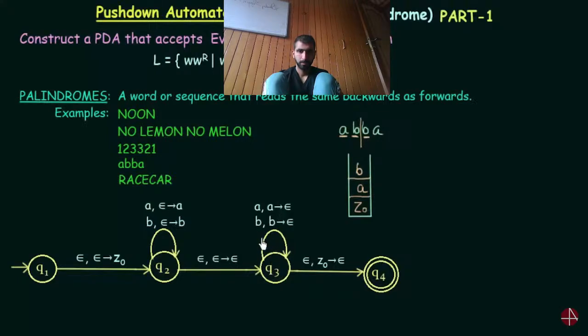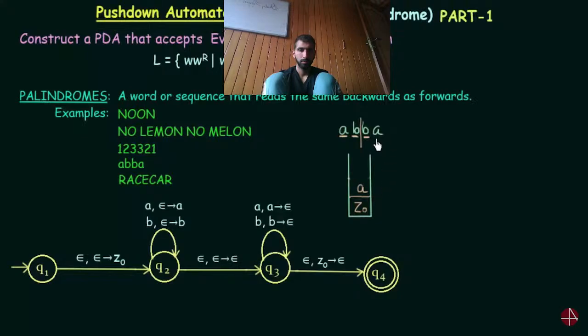And in state Q3, when you get input B, what do you do? You check if B is on the top of the stack and then you pop it. Now I am checking it here, and yes, I have B on top of my stack. Now I have to pop it or delete it. Now I have popped it from my stack.